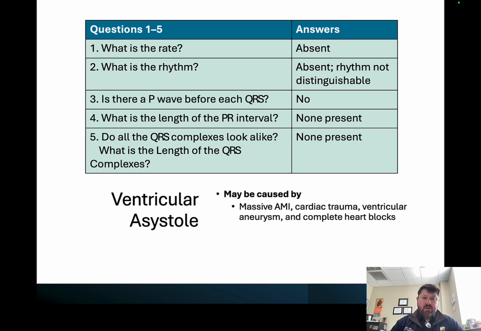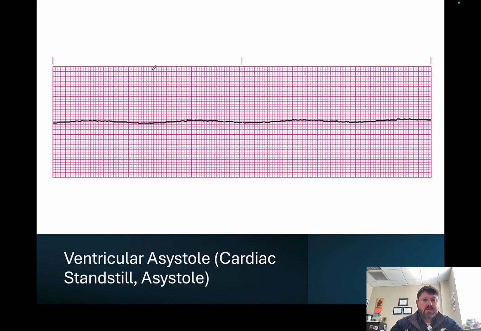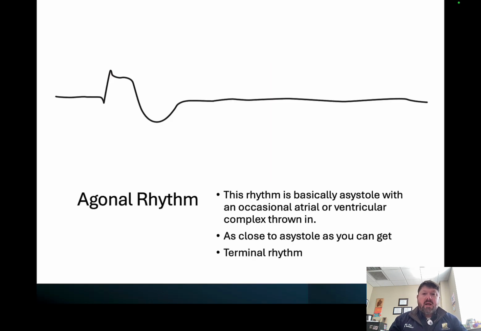Again, the answer is no to all of these questions. So this is an example of ventricular asystole or cardiac standstill. An agonal rhythm is a variant term for asystole that's sometimes used by clinicians during daily practice. Essentially, if you have what you think is an idioventricular rhythm, but the rate is less than 20, it is considered an agonal rhythm. And honestly, it's just as good as asystole, meaning it's not good at all.